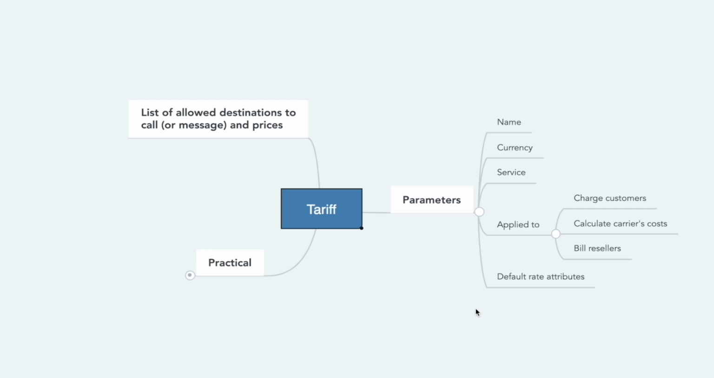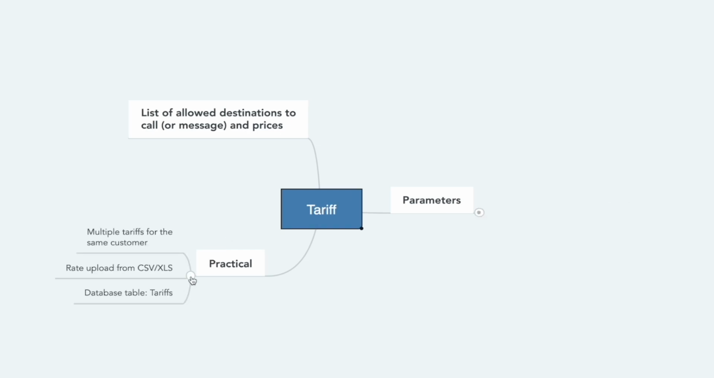Okay? If we have partners who resell our services, we can define a partner or a reseller tariff and bill them according to this tariff. Also, we can set default rate attributes. It means that when we are going to add rates to this tariff, some of the attributes will be set by default, and we are not going to have to enter them manually again and again when entering a new rate. We are going to talk about rates very soon, but just a very quick heads up. If tariff is our price list, rates are our individual prices. Okay?